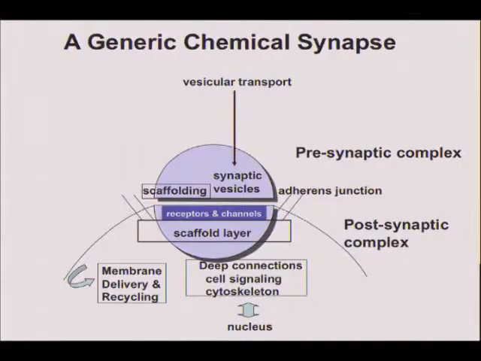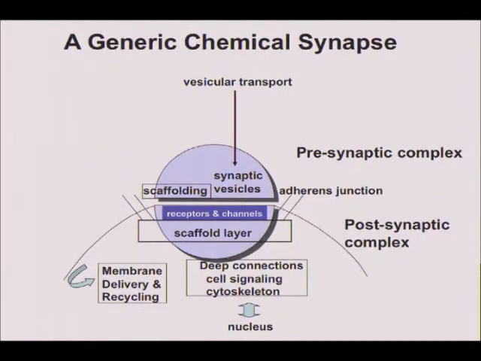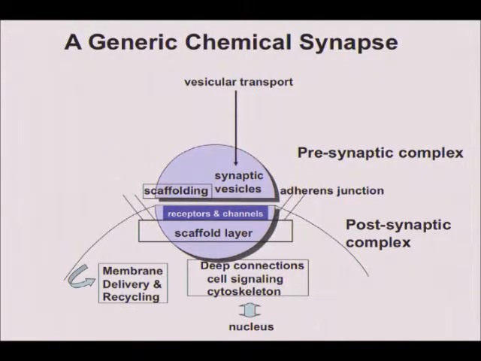looking at just a generic chemical synapse, with a presynaptic side here with synaptic vesicles and scaffolding proteins that hold these things in place. The adherens junction on either side of the synapse is keeping the pre- and postsynaptic compartments in register with each other, so molecules don't diffuse away in the synaptic cleft. And then a scaffold layer on the postsynaptic side is holding the receptors and channels in place. And all of these are very close to the surface of the synapse.